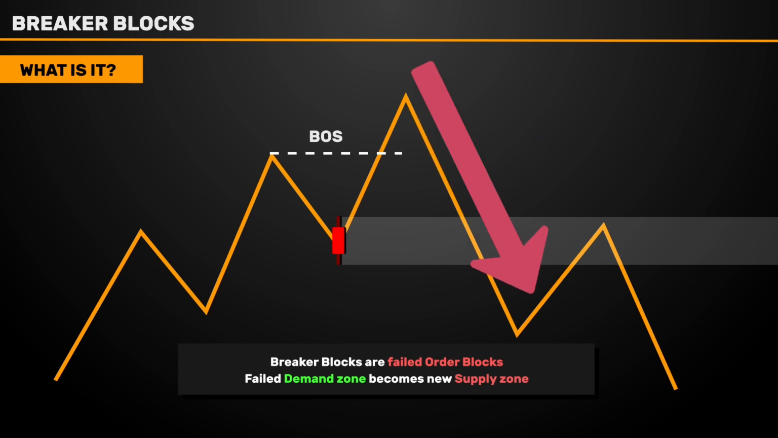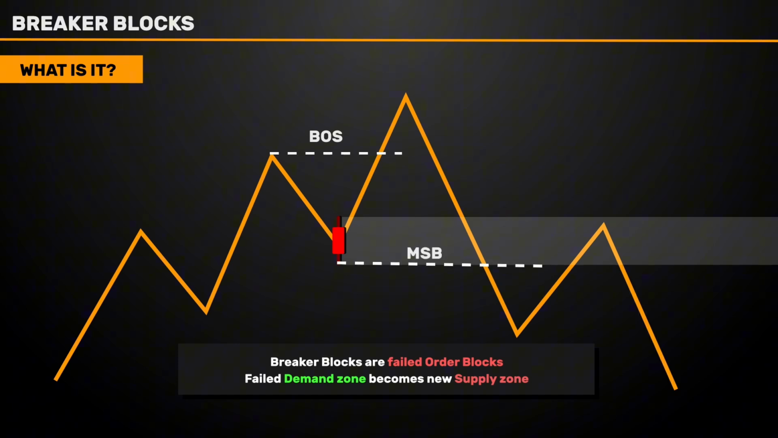Instead, the price broke down further, resulting in a market structure break. Consequently, our failed demand order block transformed into a supply breaker block. The price then reached the new supply area and reacted accordingly. It's quite a simple concept, guys. It just takes some practice to master. So let's look at an example.